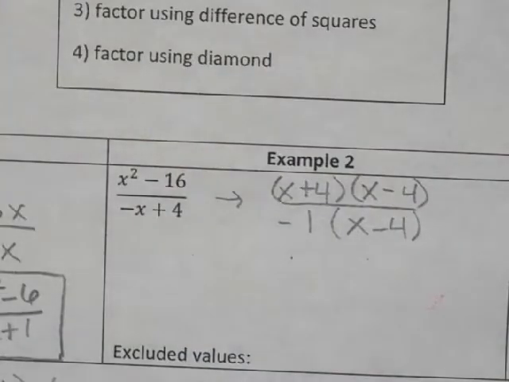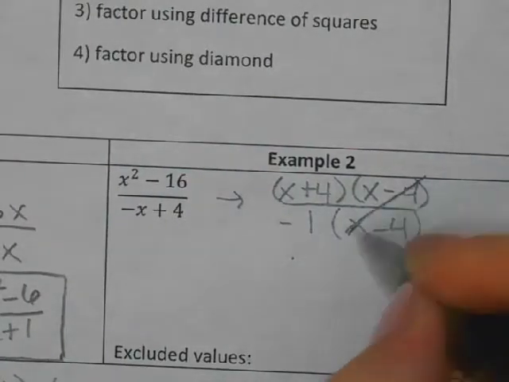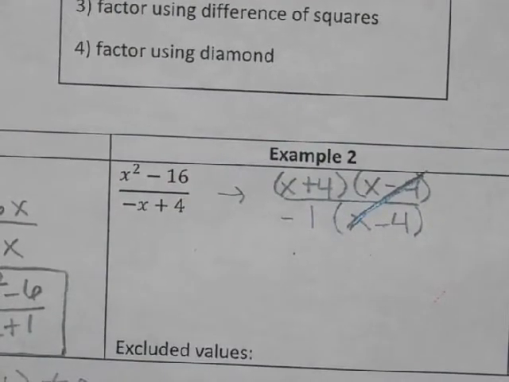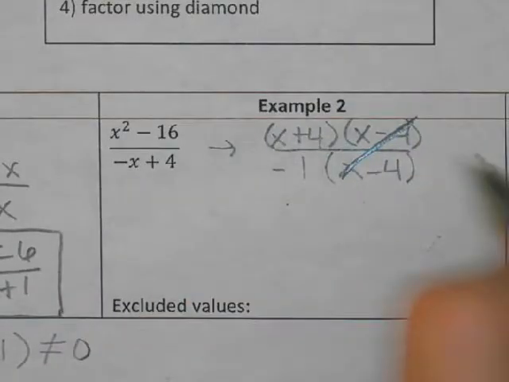Okay. Do you guys see any factors that can cancel out and make a 1? Divide by each other to make 1. Yeah, what do you see? X minus 4 and x minus 4. So these make a 1. Okay. So if they make a 1, what's left over?